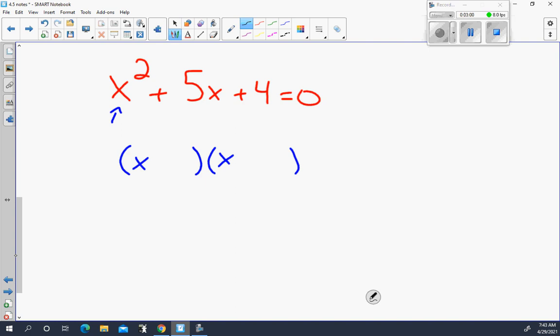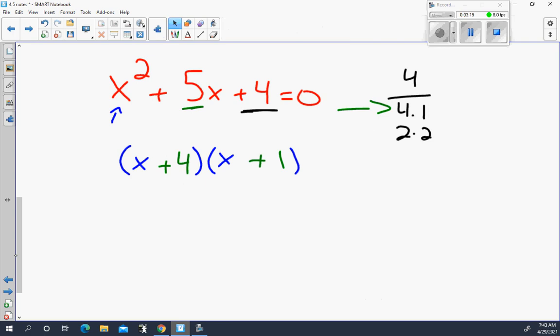We've been doing this for some time now. We have to find the factors of 4, which are 4 and 1, 2 and 2. And which one of those factors adds to 5? 4 and 1. 4 plus 1. Positive 4, positive 1, and that equals 0. We did this in the first part of Algebra 2.